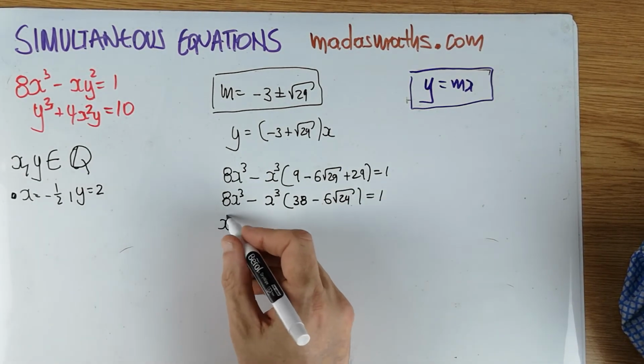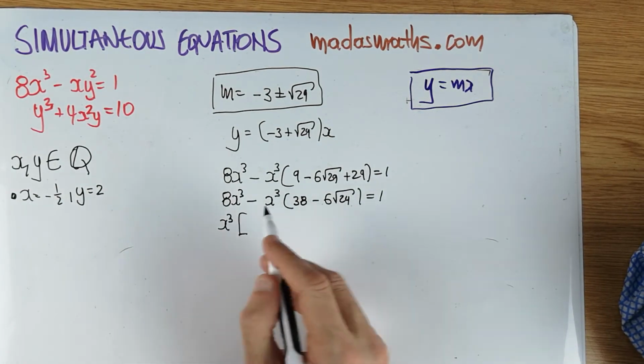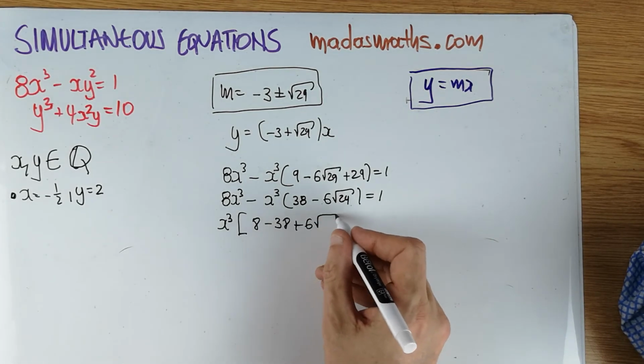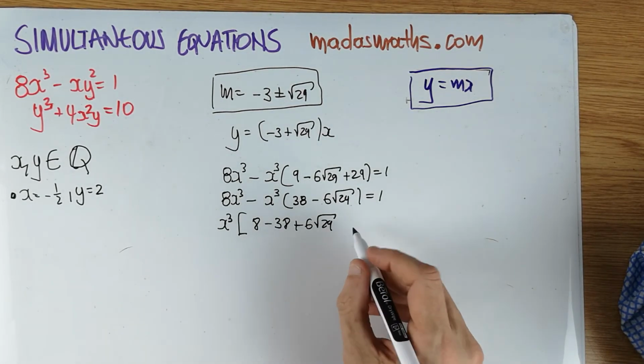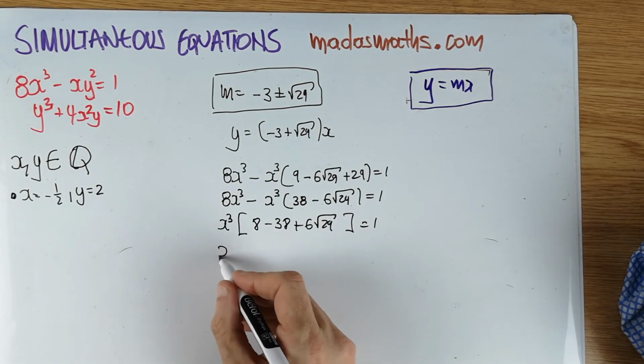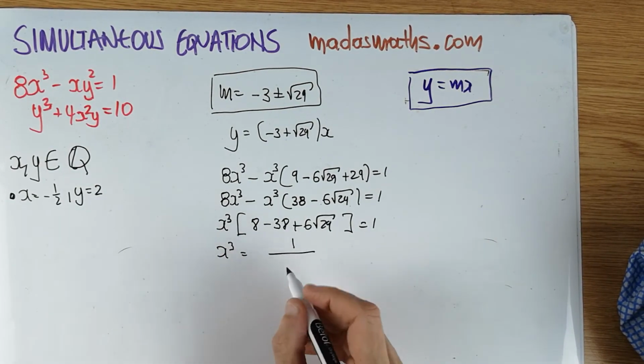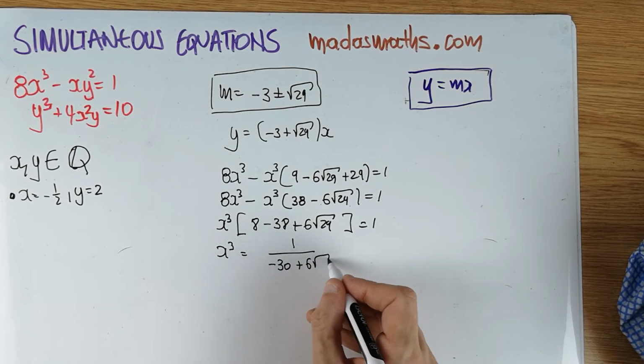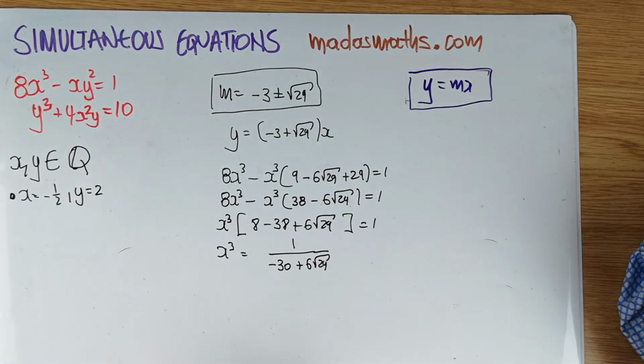And if we factorize the x cubed, that's the best way of seeing this, it is 8 minus 38 plus 6 root 29 is equal to 1. So my x cubed is 1 over minus 30 plus 6 root 29, and I hope I haven't made any mistake. I can rationalize that, but getting the cube root of that requires some serious algebra. There's no way I'm going to be continuing with this.